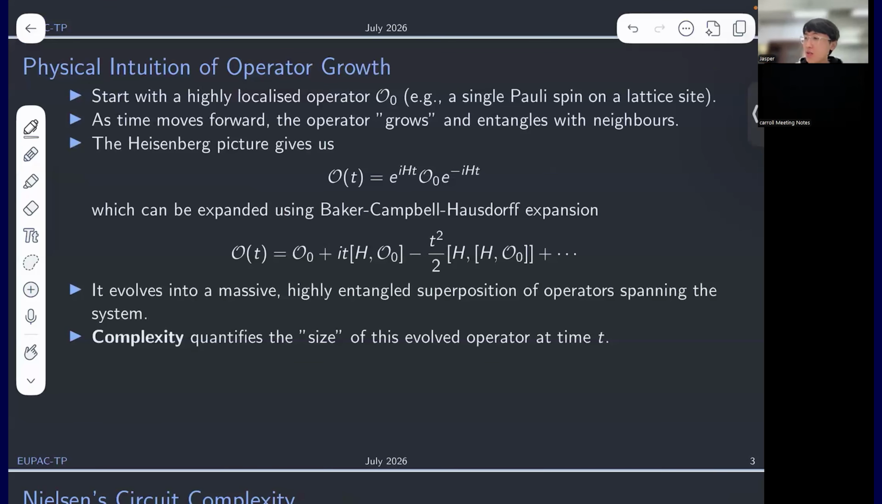So what do we mean by operator growth? Usually what I would like to do is imagine a water surface, right? If I make a delta function, a dent, it's going to make a dent, and then after a certain time t, there's going to be some wave on the water, right?